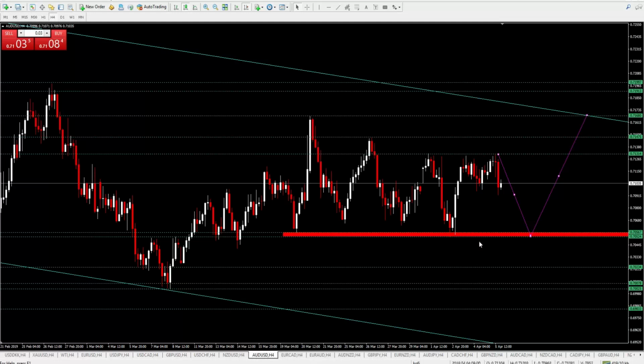But in case that fails, we should watch very carefully, because these levels are close. The market can reverse from anywhere in this level.